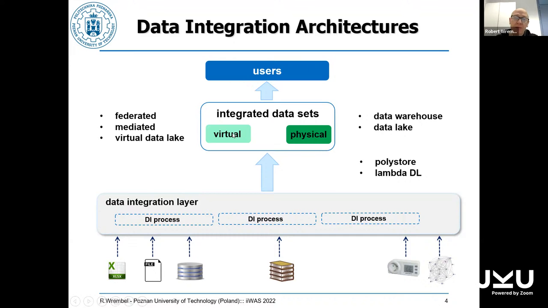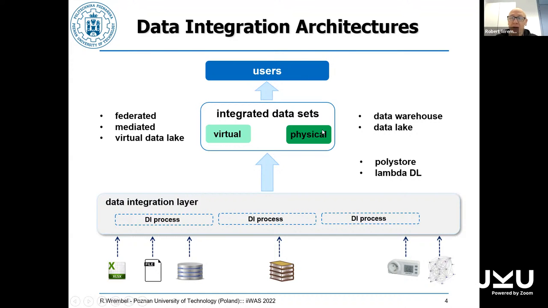And we can have generally two basic types of data integration architectures. One is virtual, when data are accessed in data sources and they are transformed, made available on demand for users. And the most well-known virtual integration architectures include federated, mediated, and virtual data lakes. And the second type is where physical integration takes place. That means that already integrated data by these data integration processes are stored physically and then made available to users.